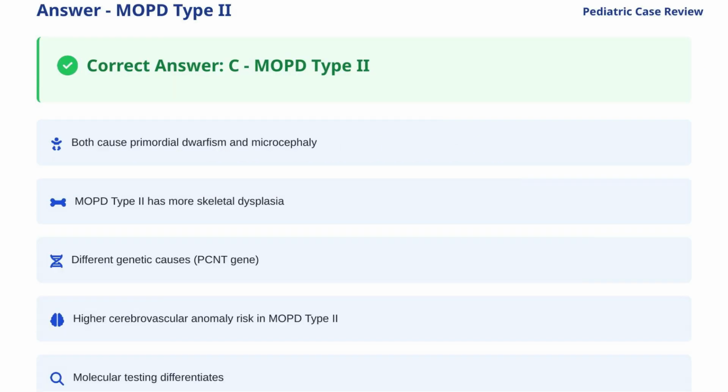Microcephalic osteodysplastic primordial dwarfism type 2 must be differentiated from Seckel syndrome as both present with severe microcephaly and primordial dwarfism. MOPD type 2 typically shows more prominent skeletal dysplasia and has higher risk for moyamoya disease and cerebrovascular complications. It results from PCNT gene mutations affecting centrosome function. Molecular genetic testing definitively distinguishes these conditions, guiding surveillance protocols.